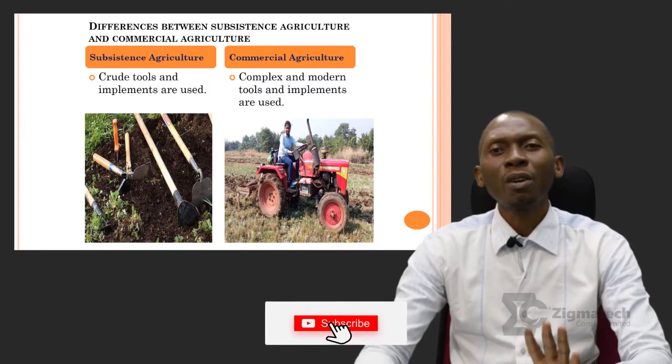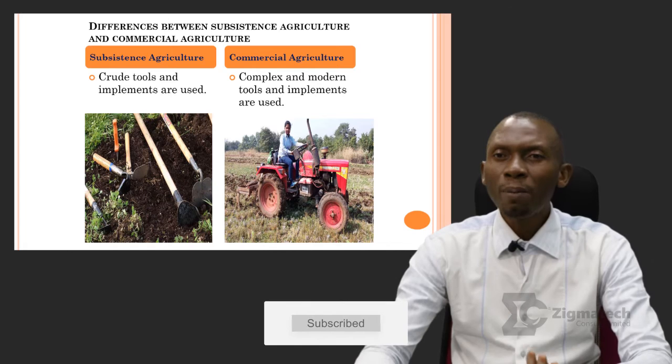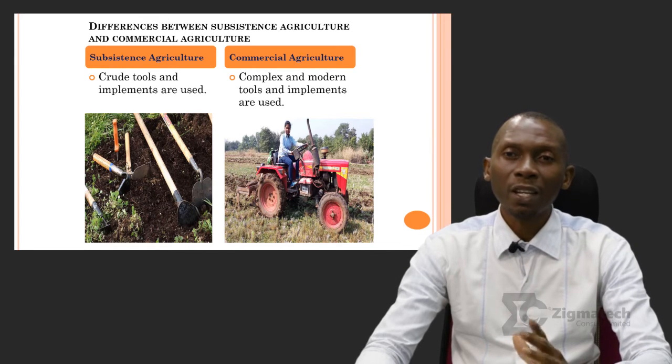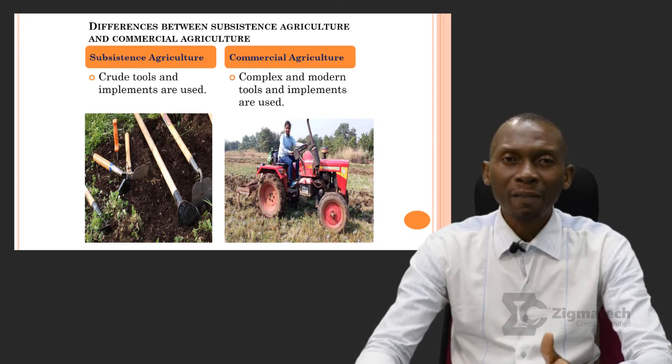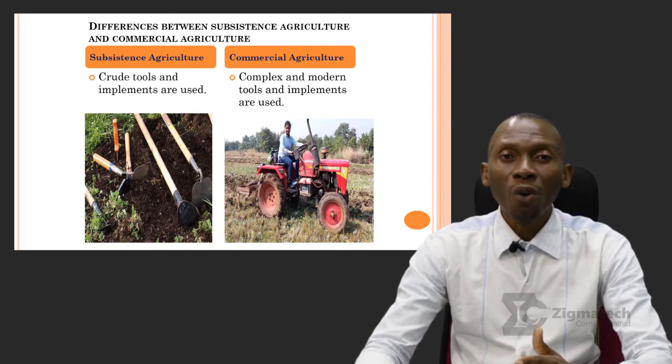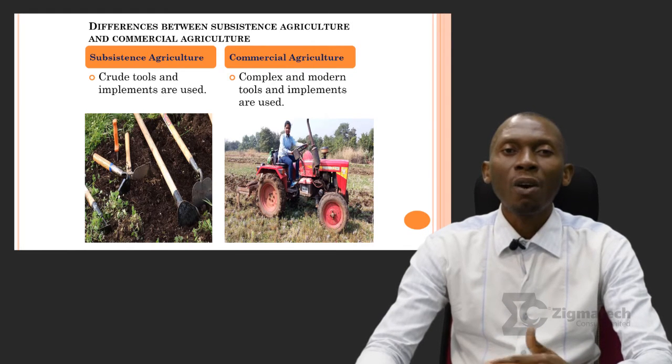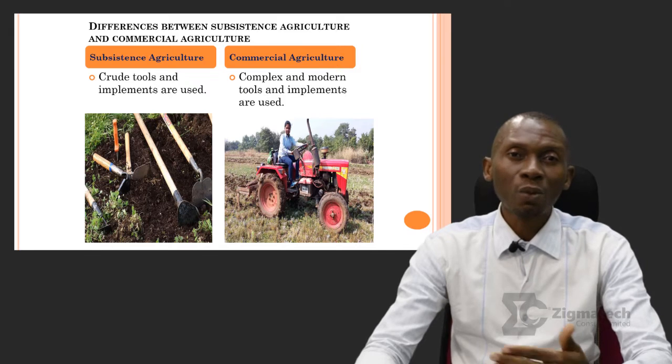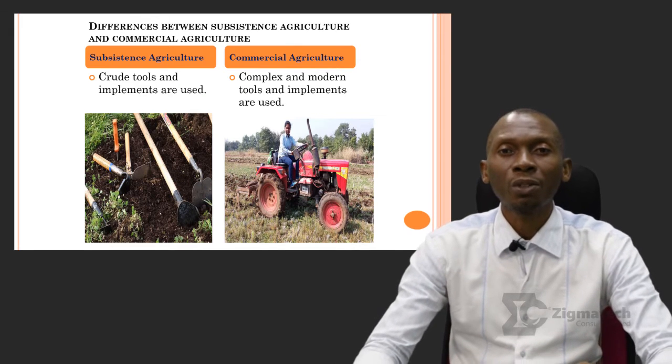But for commercial agriculture, complex and modern tools and implements are used. Farm machineries are used, like tractors. The combine harvester is also used. These are some of the machines involved in cultivation by farmers who are engaged in commercial agriculture.